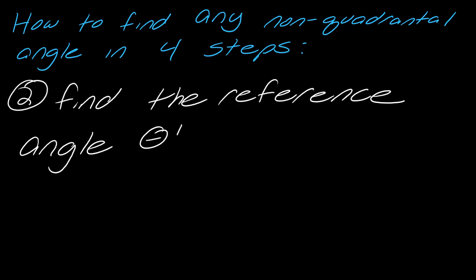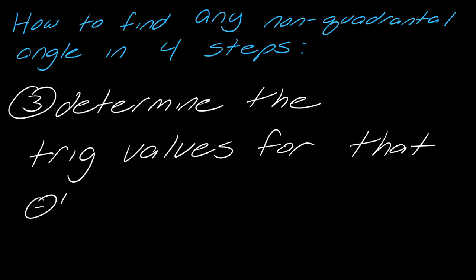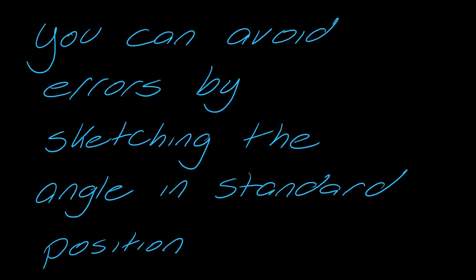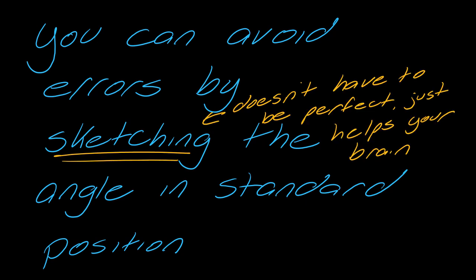Then find your reference angle. And so that's where I've got that little cheat sheet that I showed you guys. And then determine the trig values for that reference angle. So that's where you can modify, and think about the positive or negatives that you need to for that particular reference angle. Double check your signs. Remember, all students take calculus. You can avoid errors by sketching the angle in standard position. This doesn't have to be a perfect sketch. It's just there to really help your brain.